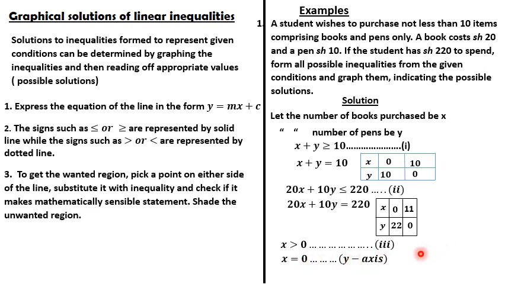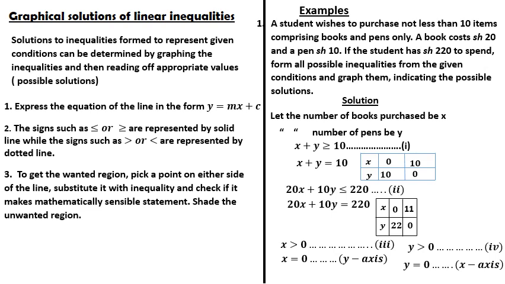Then the fourth equation, which is also the obvious one, is that we also assume that the number of pens bought should be greater than 0. Therefore, the student has to get a number of books, whether it is 1, 2, or more. The value of y should be more than 0, and then this is also y is equal to 0. That is the horizontal line, the x-axis. So we are also going to draw those lines, that is x is 0 and y is 0.